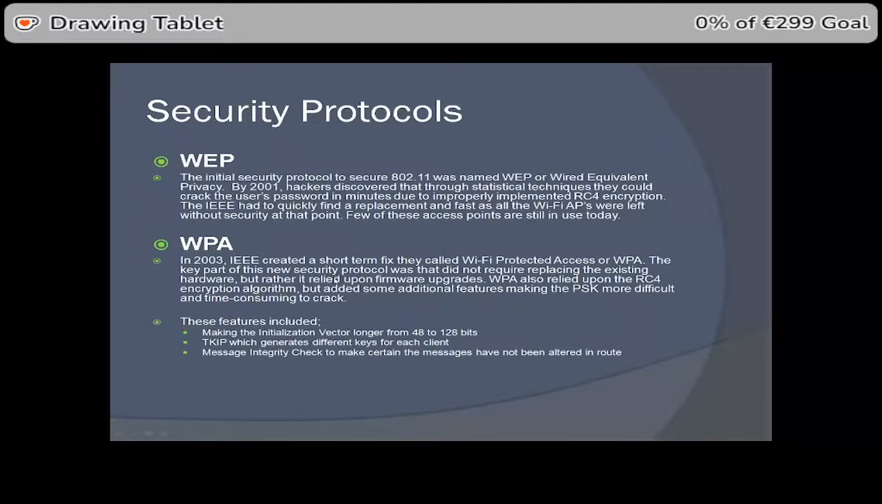Nothing wrong with RC4. It was the way it was implemented. The IEEE had to quickly find a replacement, as all the Wi-Fi APs were left without security at that point. Few of these access points are still in use today. I still see occasionally one around.